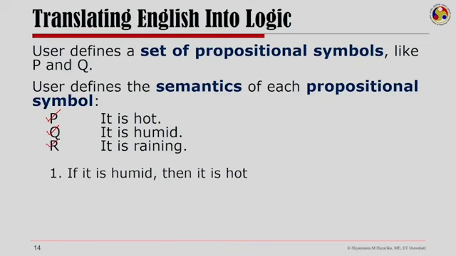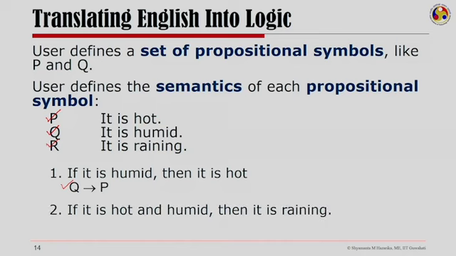Now, to make a statement like if it is humid then it is hot, I would simply use the implication, Q representing it is humid and P representing it is hot. So, I would write this statement as if Q then P.